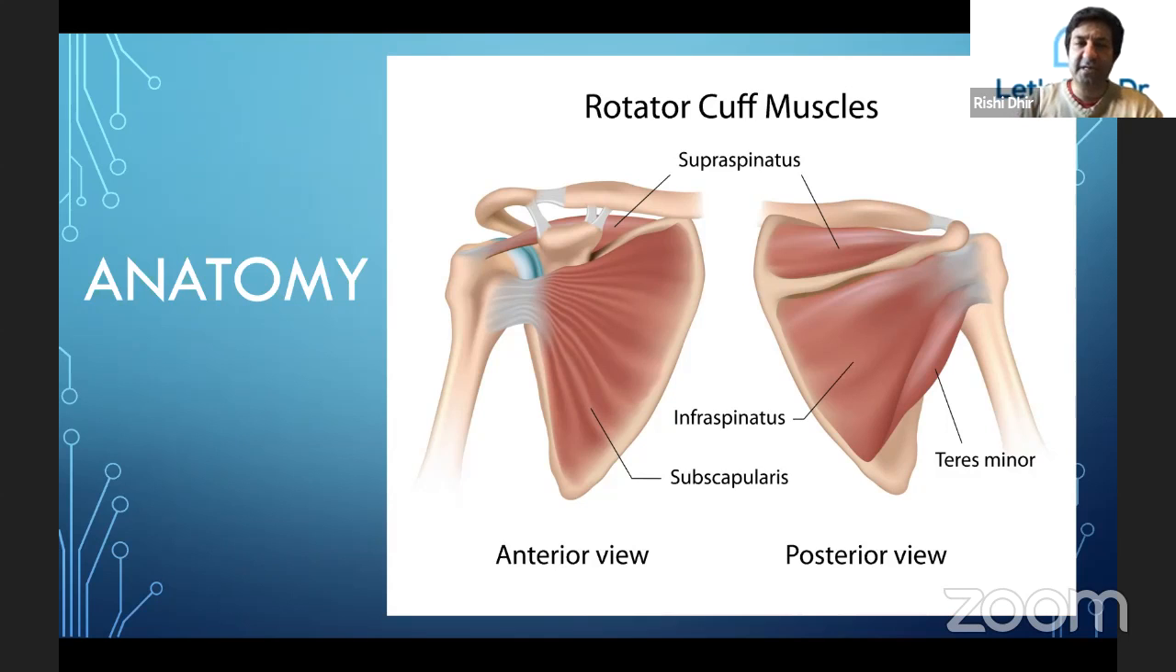The other thing to note is we often underestimate the importance of subscapularis, but just remember, subscapularis makes up 50% of the rotator cuff strength. So it's a very important tendon and muscle. And the upper 60% of its insertion is tendinous, the lower 40% is muscular. So for me, that's really the anatomy that you need to know for the FRCS.